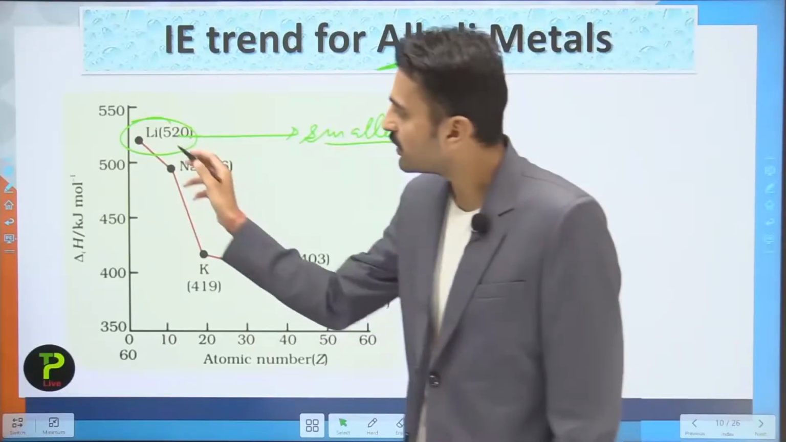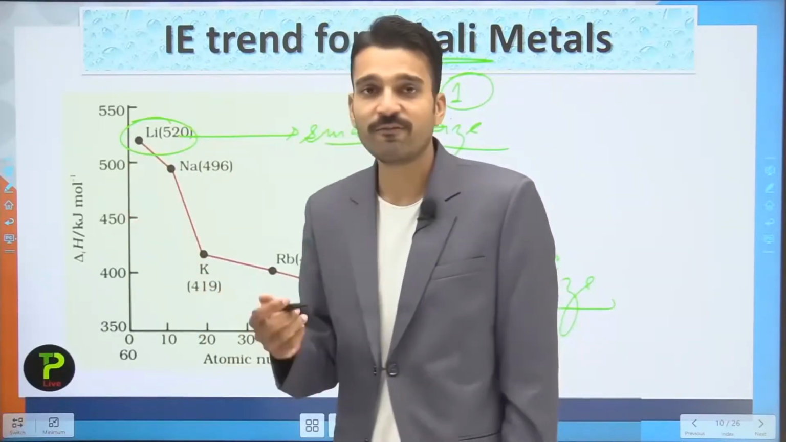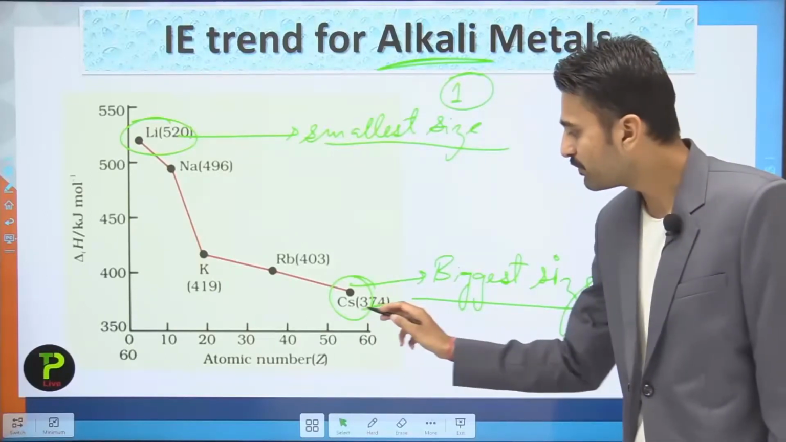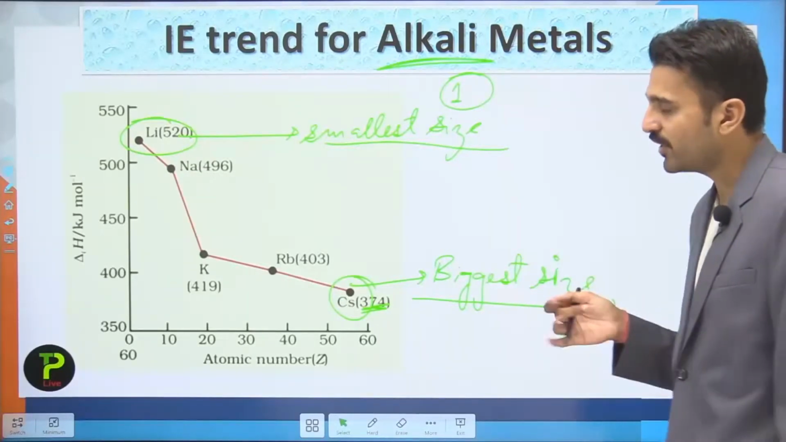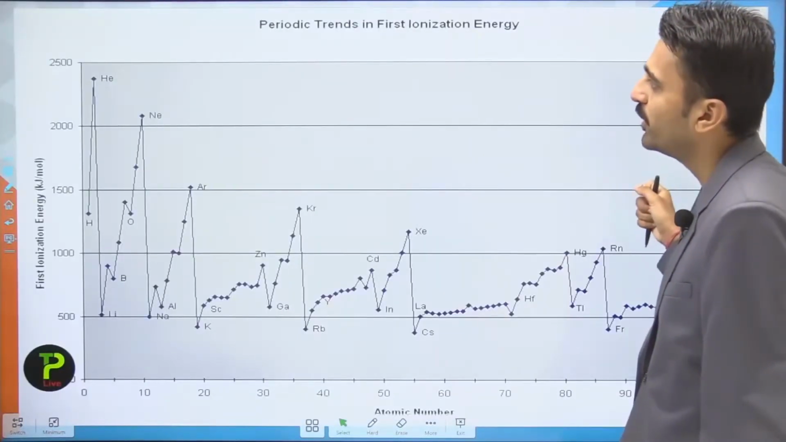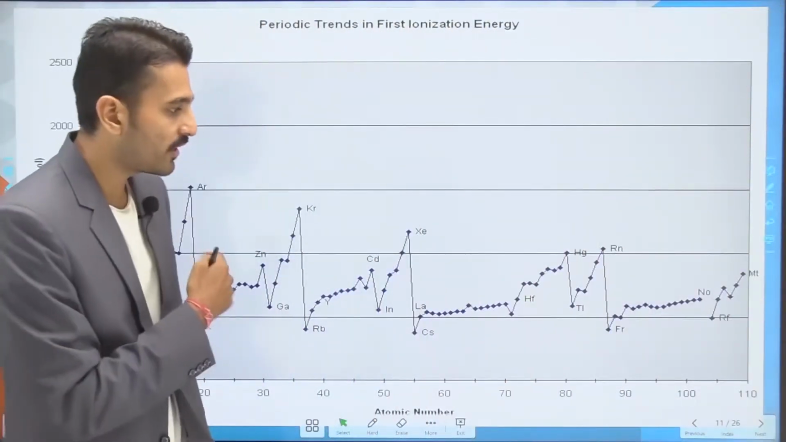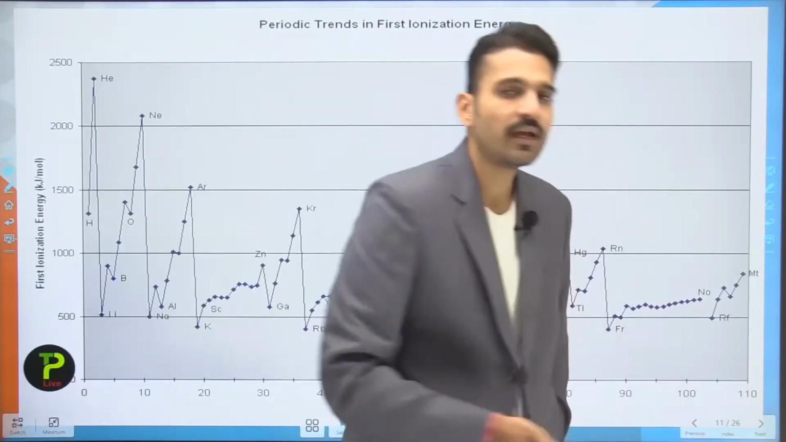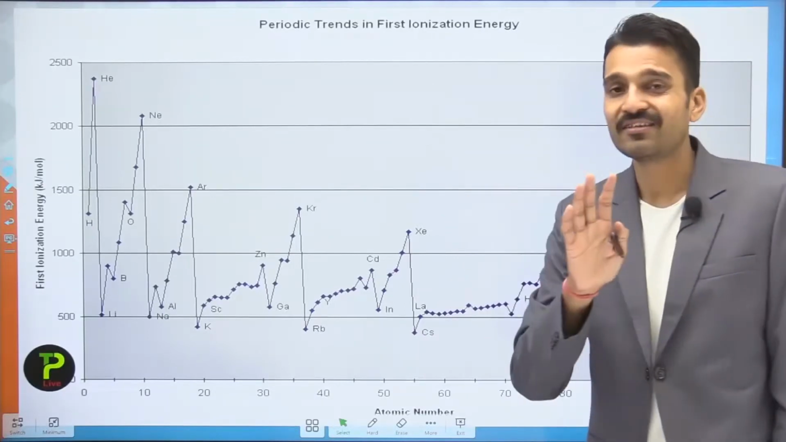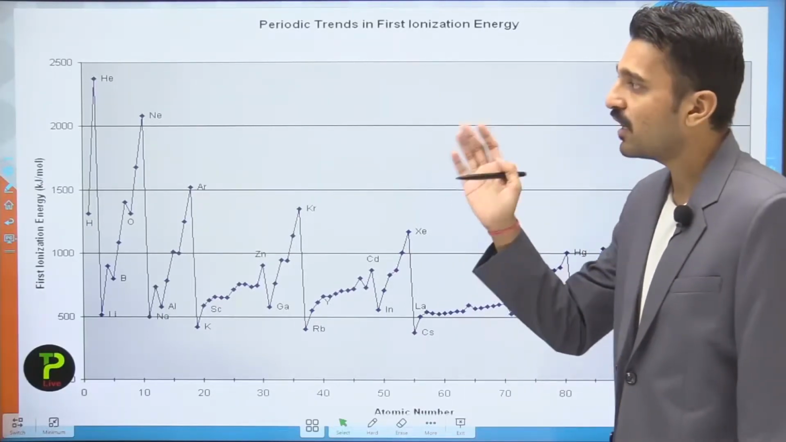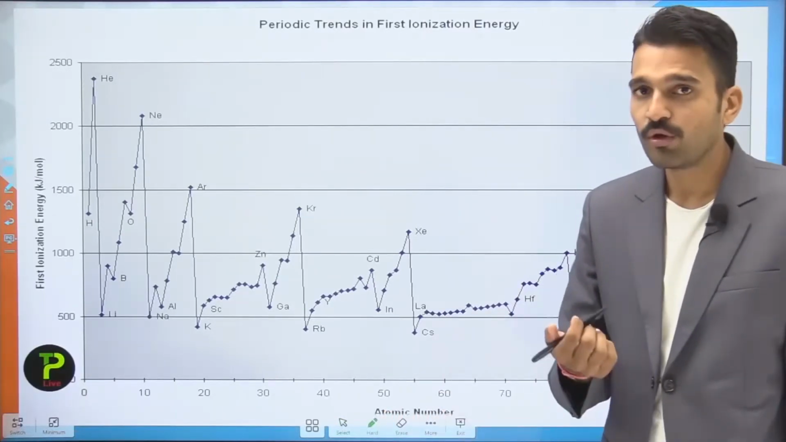So here you see that the value for lithium is only around 525, and for cesium it is only 374. So now, students, you have seen this particular kind of trend. Moving on to the periodic trend in the first ionization energies, here we have plotted a graph up to 110 elements. You need to remember this graph, and it is only for you to see how the ionization energy keeps on increasing or decreasing while moving in a particular group or period.